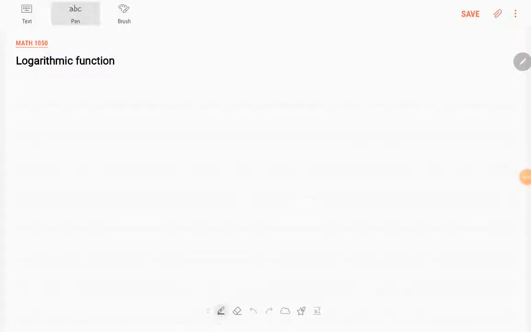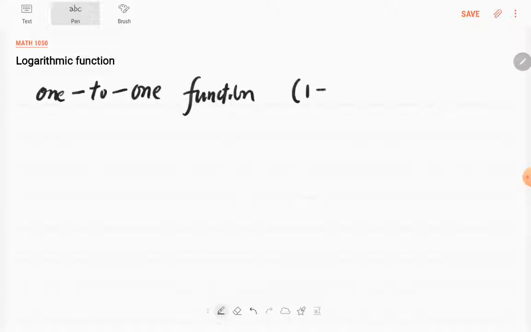In this part, I want to talk about the logarithmic function. Before we introduce the logarithmic function, let's look at the function which is called a one-to-one function. Sometimes we just write one-to-one. So what is the one-to-one function?